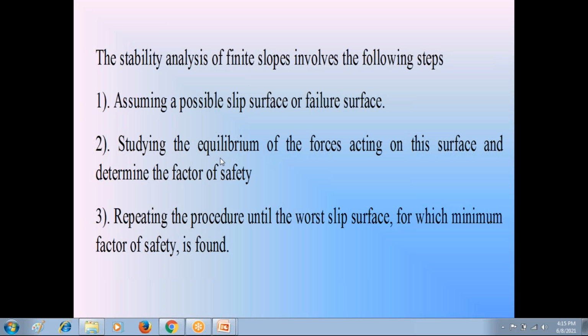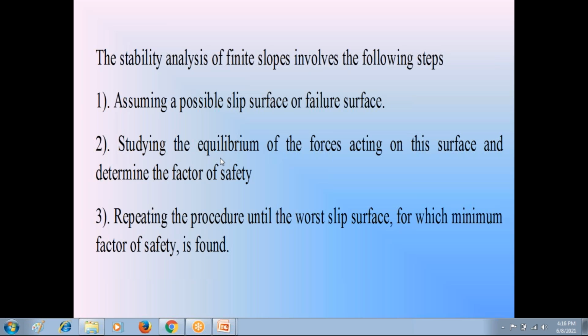So please listen, everyone. The stability analysis of finite soil slope steps. This entire procedure is a graphical procedure, done on a graph sheet by the civil engineer in the office. Whenever we are going for the construction of an embankment, an earth dam, or canals, first we must check the stability of the soil slope in those structures.